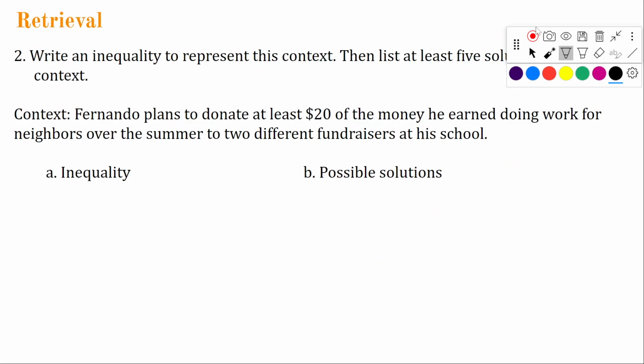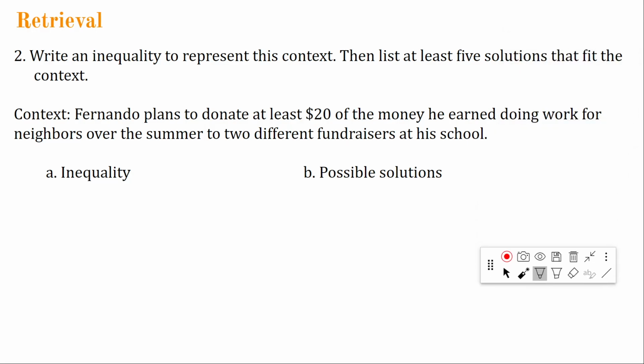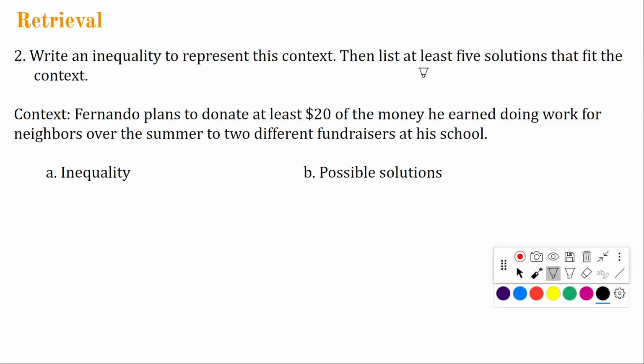If we look at our next example, writing an inequality to represent the context, then we're being asked to list at least 5 solutions that fit the context. So here's our context. Fernando plans to donate at least $20 of the money he earned doing work for neighbors over the summer to 2 different fundraisers at his school.